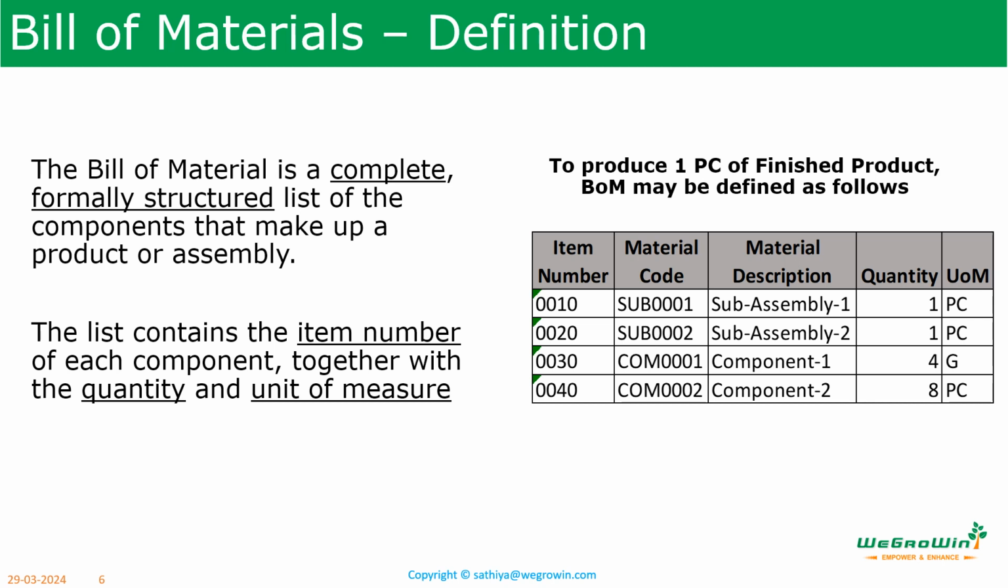Here we are given an illustration. To produce one piece of finished product, a bill of material is defined like this. There is one sub-assembly 1 required, one piece. There is sub-assembly 2, one piece is required. And then we have component 1, 4 grams is required. Component 2, 8 pieces are required. This is like a sample BOM. So here we see item number, material code, what is the quantity, what is the unit of measurement.